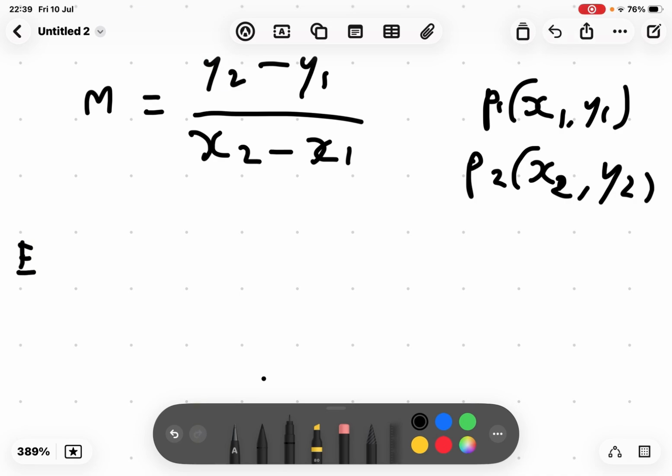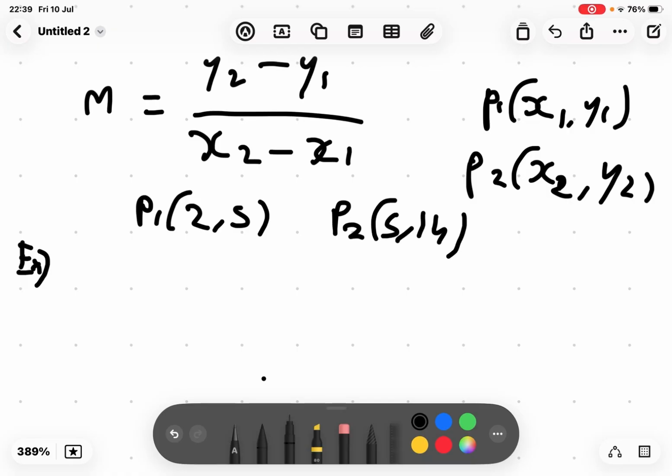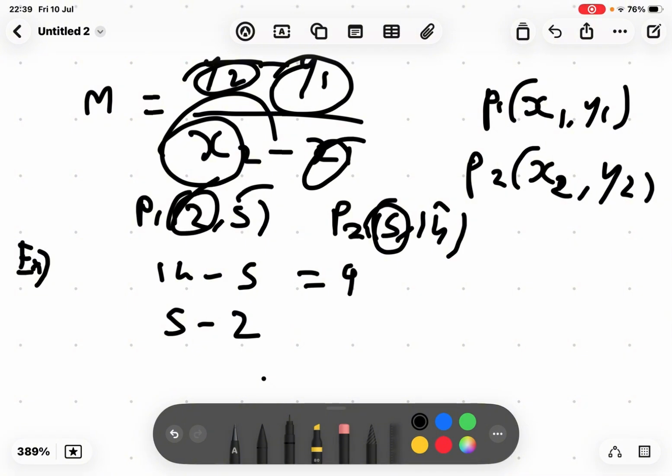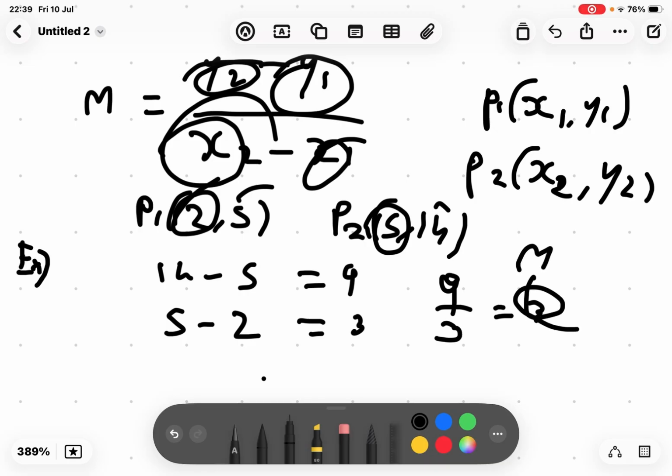An example of this can be, so let's say we have point 1, 2, 5, and then point 2, 5, 14. We just get the y values: 14, second comes first, first goes last, negative 5 equals 9, and then 5 negative 2, again second comes first and then first goes last, 3. 9 over 3 equals 3, so M is equal to 3 for these points.